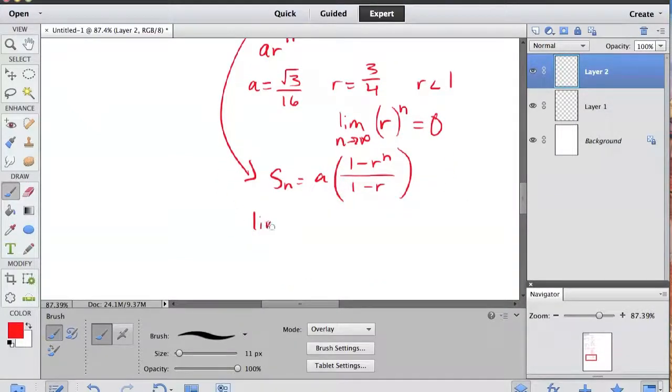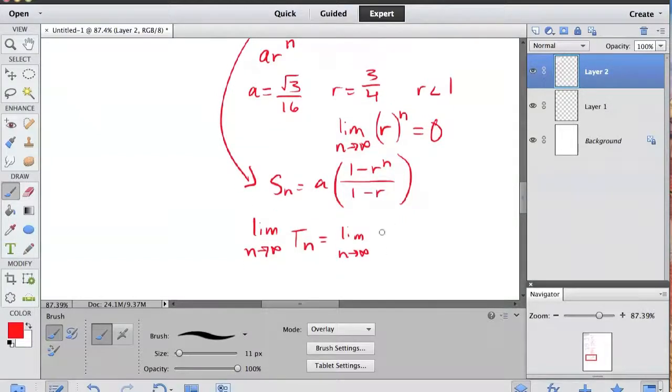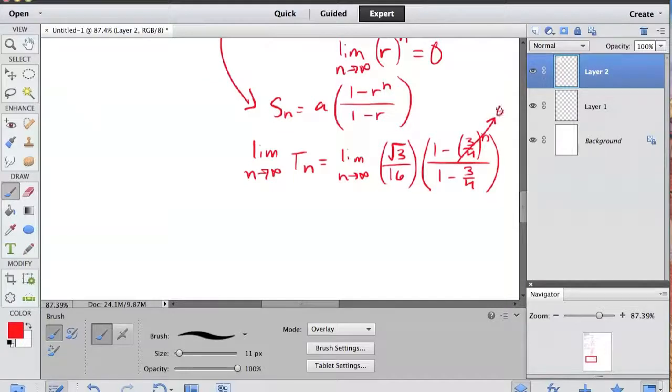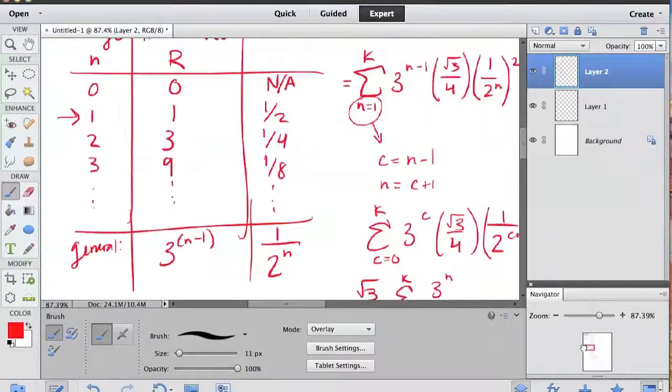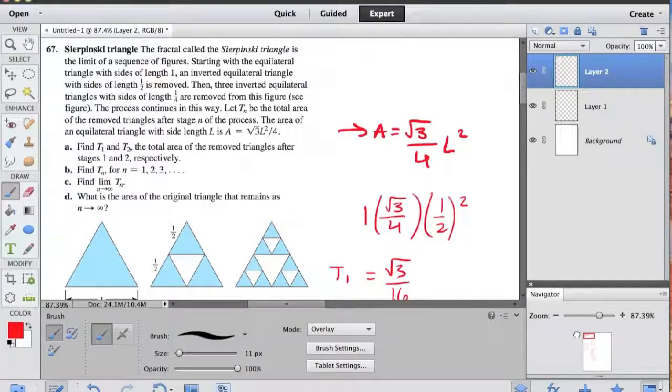Then if we take the limit as n goes to infinity of the series, in particular this series is going to look like root 3 over 16 times 1 minus 3 over 4 to the n over 1 minus 3 over 4. And then we can say that this part goes to 0, so we're going to get root 3 over 16 times 1 over 4 over... that's going to give us root 3 over 4. So that answers the last question, which asks us what's the area of the original triangle that remains as n goes to infinity.